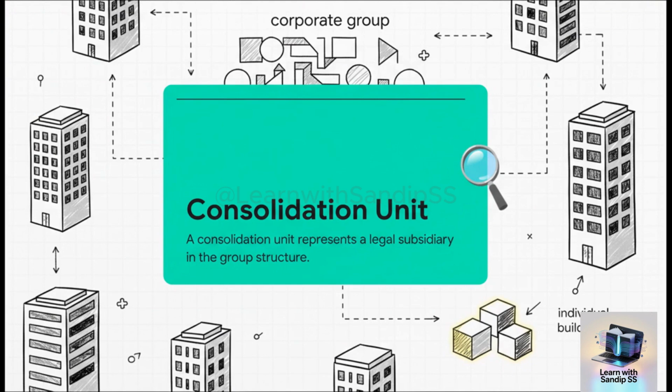So here's the key thing to remember. A consolidation unit isn't just a department or some office. It represents a distinct legal entity. It's a single company, a subsidiary that's part of the bigger corporate group. This is our individual building block.